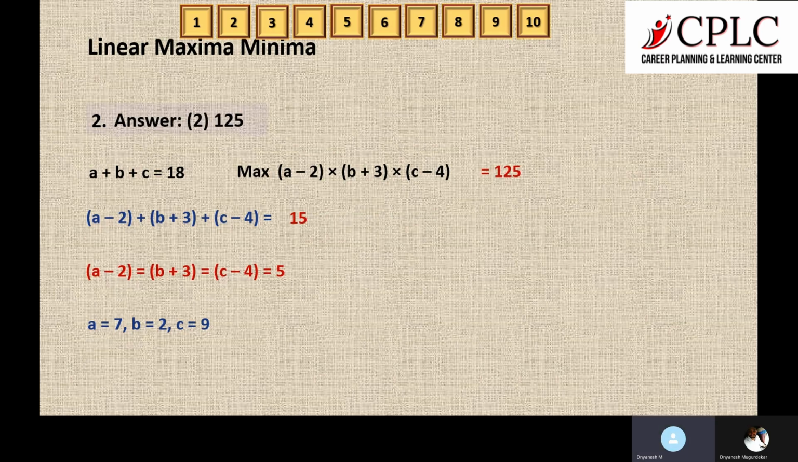जिसका प्रोडक्ट मैक्सिमम चाहिए उसी का सम कांस्टेंट होना चाहिए, किसी और का नहीं चलेगा. That is something you'll have to remember very carefully going forward.